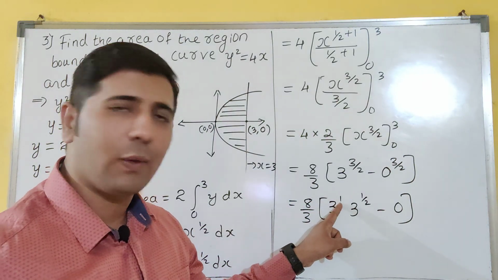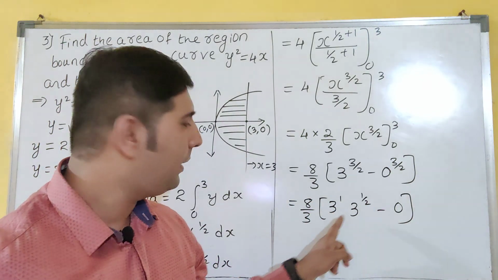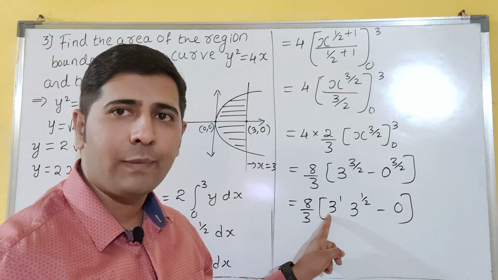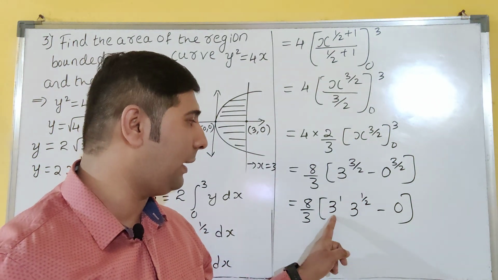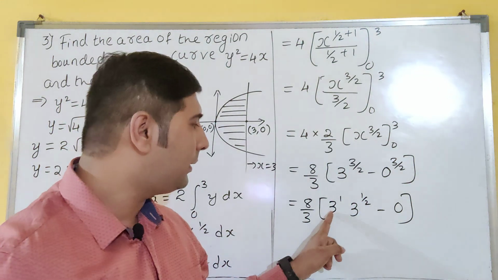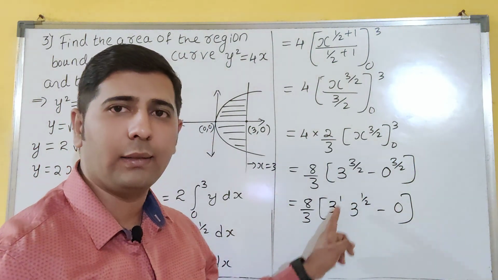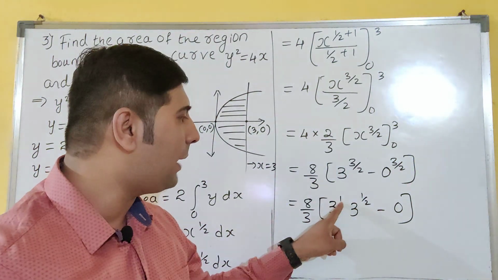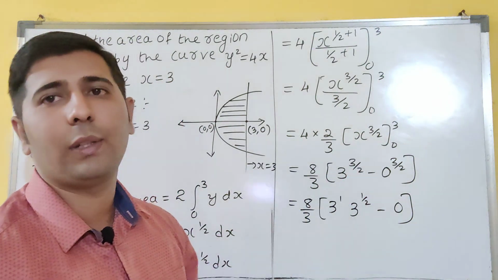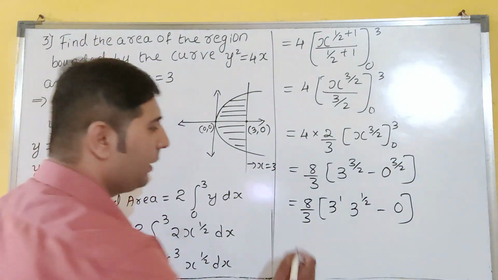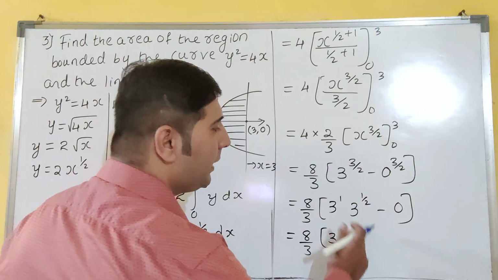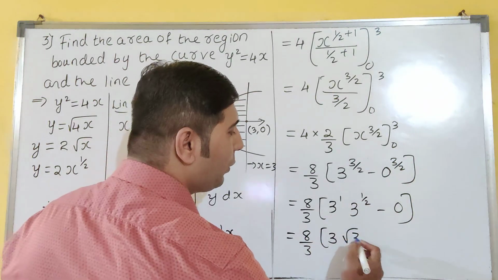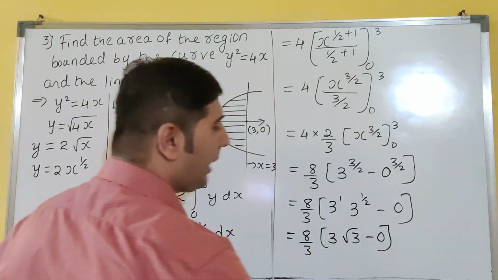So m is 1, n is half. Bases are same or not? A means 3 here. 3 raised to m, 3 raised to n, 3 raised to m plus n. 1 plus 1 by 2 is nothing but 3 by 2, dear students. Don't get confused. So now 3 raised to 1 is how much? 3 only. 3 raised to half can be written as root 3. Will you agree? Minus 0.